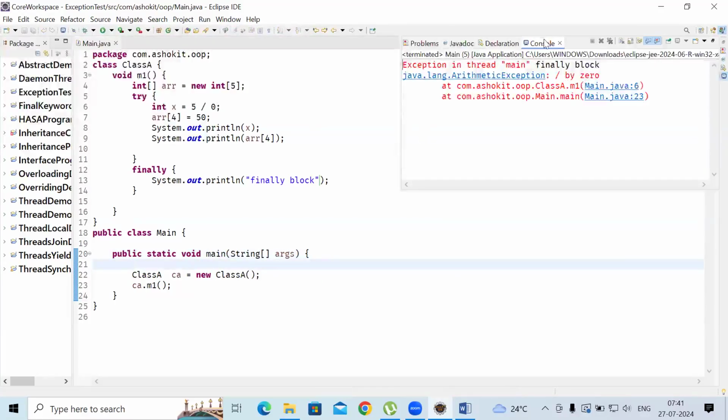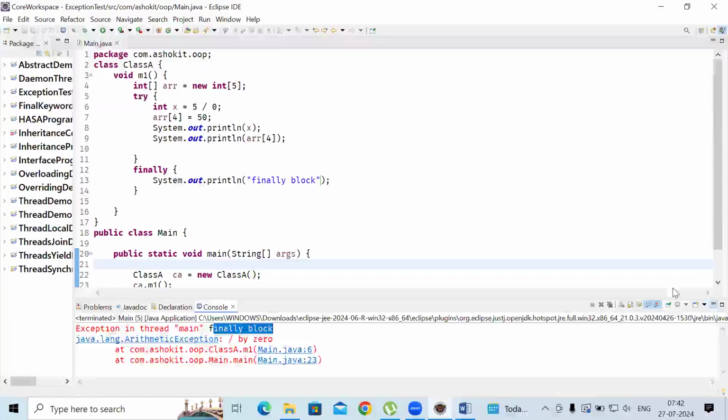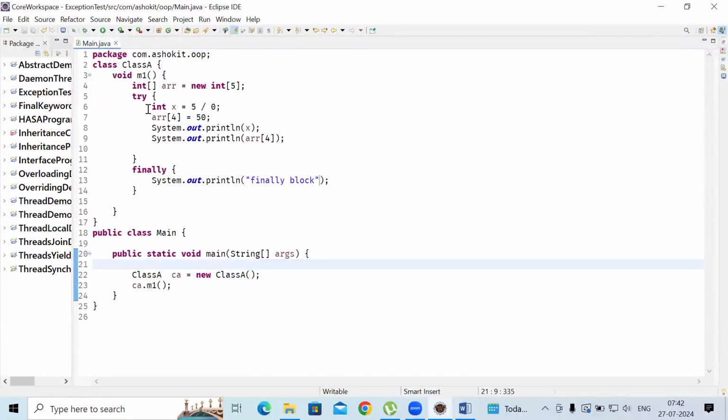You can see this. I am getting output as what? Finally block. And also I'm getting the exception: Exception in thread main java.lang.ArithmeticException divided by 0, something. At main, line number 23, class M1, at line number 6. We are getting these details now.